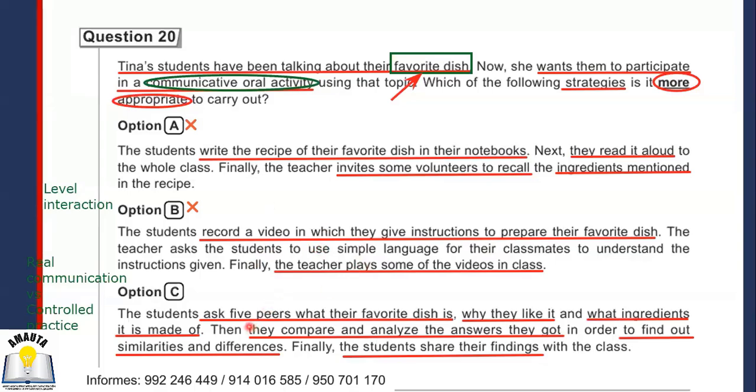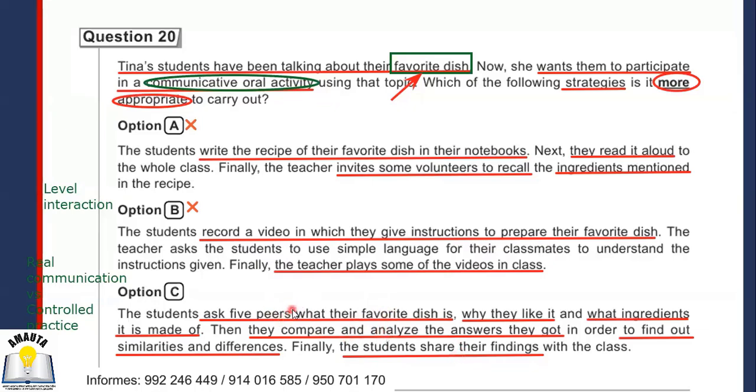What about this one here? When it says ask 5 peers, right? This is like a discussion, a pair activity, right? Well, actually with different partners, 5 different partners, and students interact with different partners here.